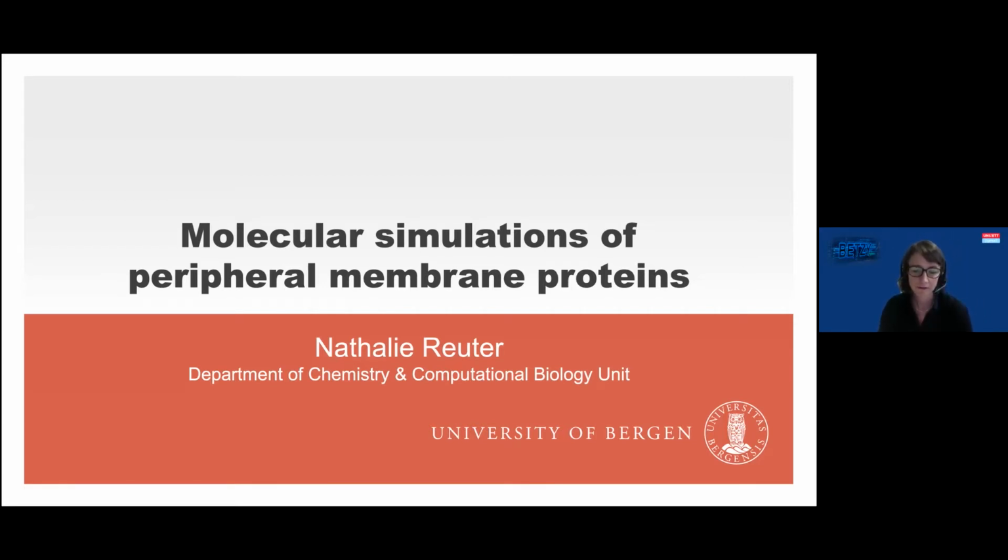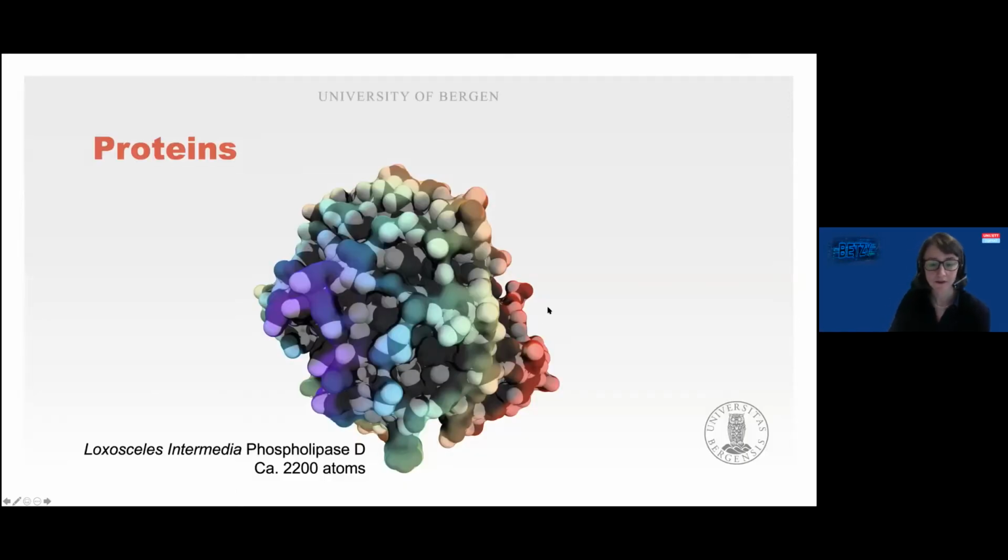And my research group and I, we are very much interested in proteins. Proteins are fairly large molecules. They contain thousands of atoms. And even just the one that I have drawn here on that slide is one of the smallest ones we work with. And still it has 2,200 atoms approximately.